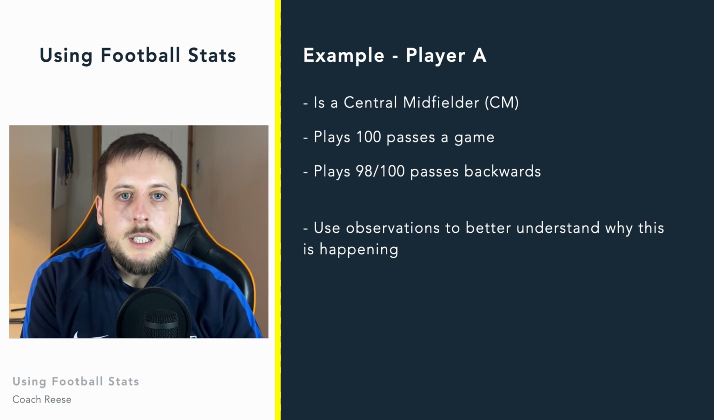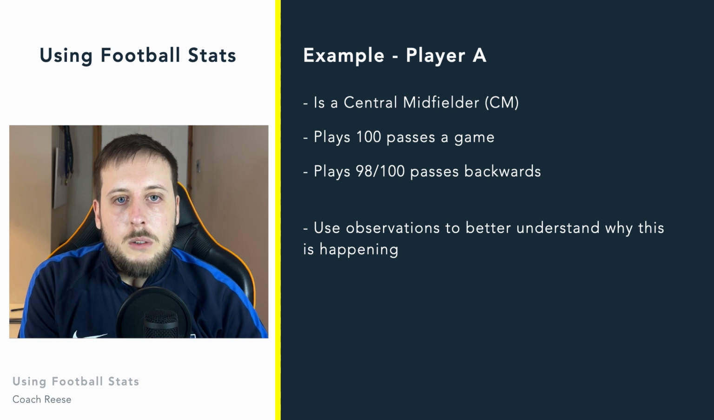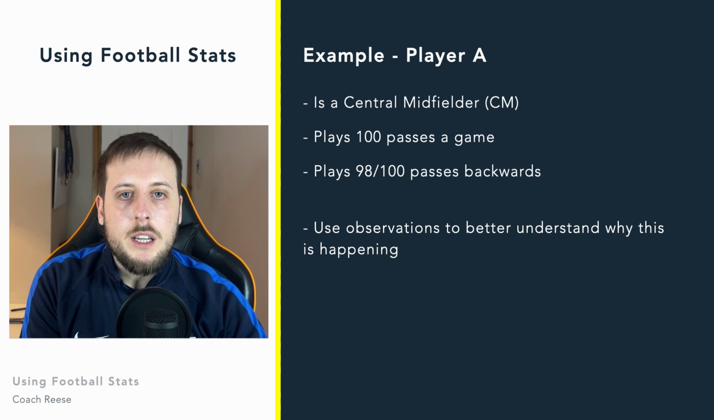And what we notice is player A always receives in front of pressure. So when they receive it, they've got a player pressing behind them. So the chances of their pass going forward are actually quite low. So they're more likely to play backwards. And with all the information, we know that they're playing lots of passes, so they're getting on the ball quite a lot, but a lot of them are going backwards, and we've now made an observation of how that player is involved in the game.